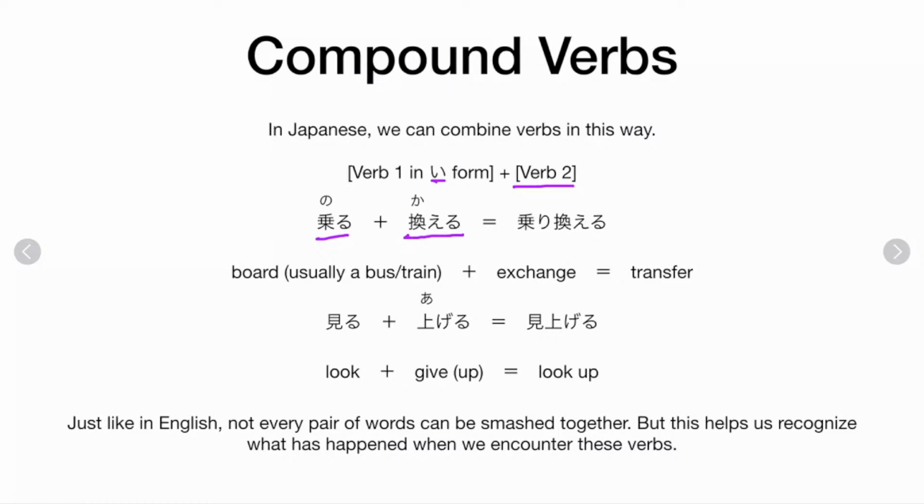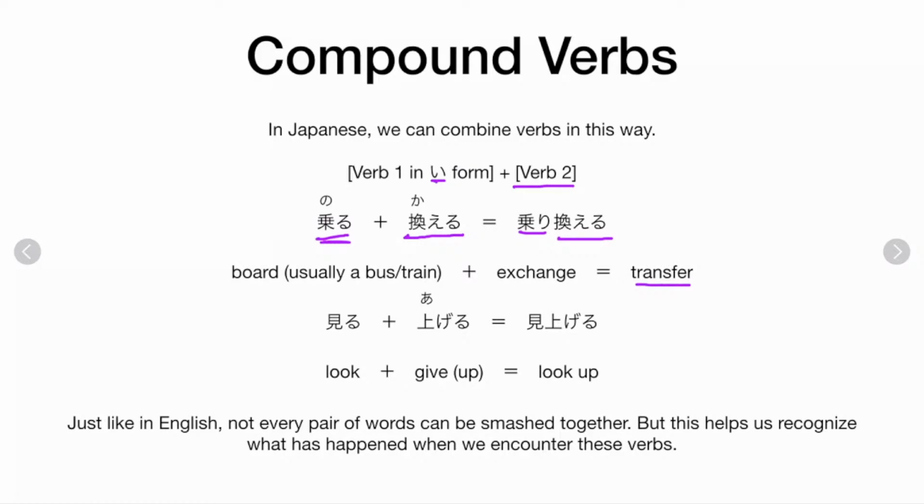So noru plus kaeru, you put the first verb in E stem, so norikaeru. And what does that mean? Climb a bus, right? Board a bus and exchange. It means to transfer. And so when you want to invent new verbs that are kind of like combined actions of other verbs, this is a very common way that Japanese does it. So this doesn't mean that we can just smash two verbs together in this way and say, aha, I've invented a new verb. It's more so that a lot of verbs in Japanese are really just two verbs in a trench coat. And so look for this E form, the E stem plus a second verb, and it'll make more sense.